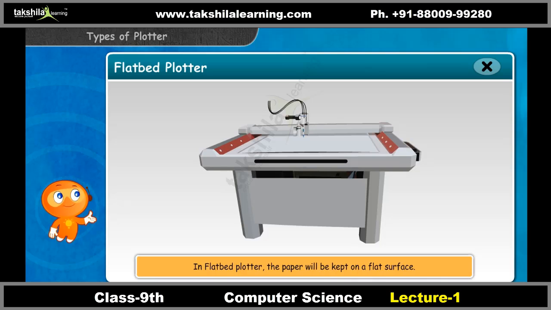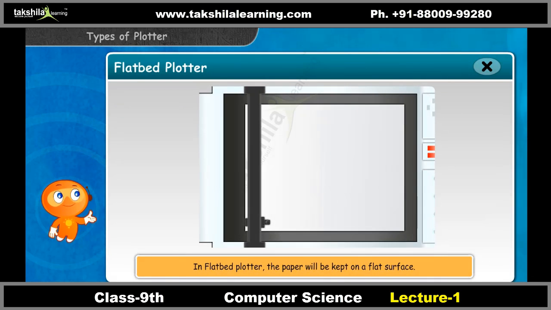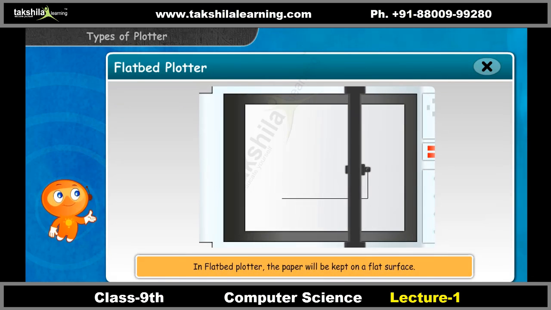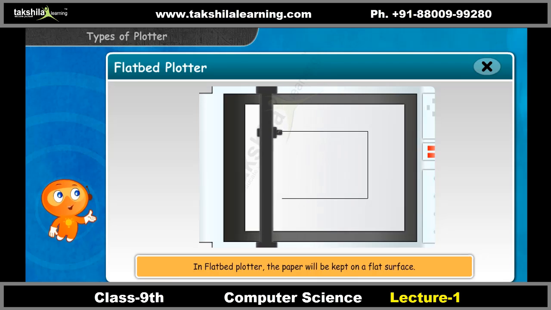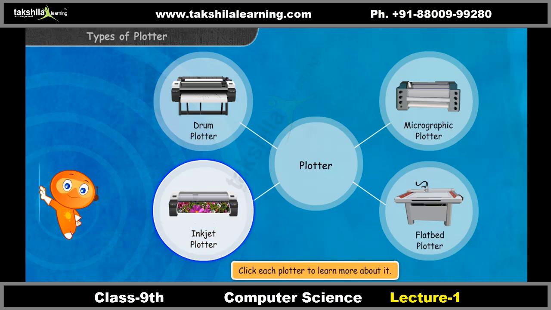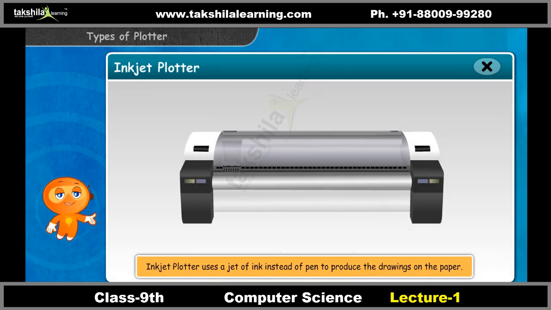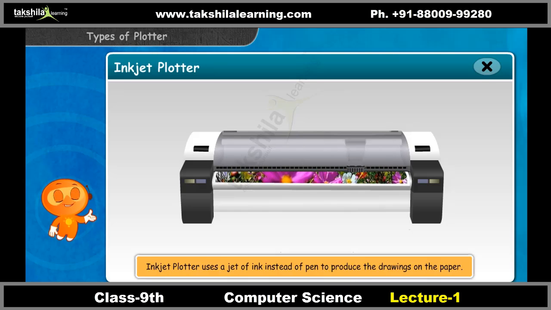Flatbed plotter consists of a stationary horizontal, flat surface. Paper is fixed on the flat surface, and the pen is moved to draw the image. Inkjet plotter uses a jet of ink instead of pen to produce the drawings on the paper.